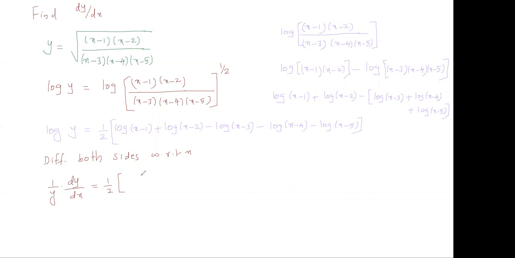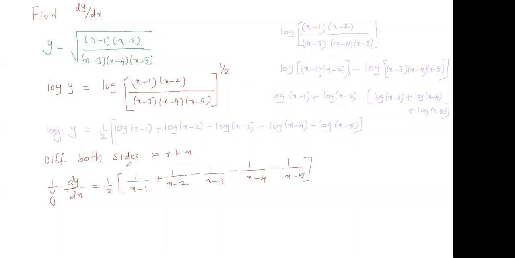So log of x minus 1, the first function, is of the form log x whose derivative is 1 by x, so it is 1 by x minus 1. In place of x we have x minus 1, so multiply by its derivative, chain rule. The derivative of x minus 1 is the derivative of x minus the derivative of 1; the derivative of x is 1, minus the derivative of 1, which is 0. So the derivative of x minus 1 is 1 only. If you multiply by 1, there is no difference. Plus log of x minus 2, derivative of log x is 1 by x, so it is 1 by x minus 2, minus 1 by x minus 3, minus 1 by x minus 4, minus 1 by x minus 5.